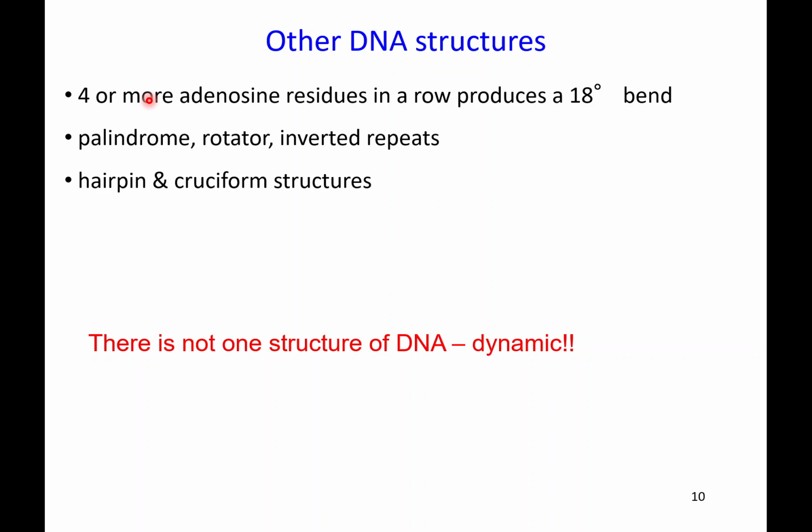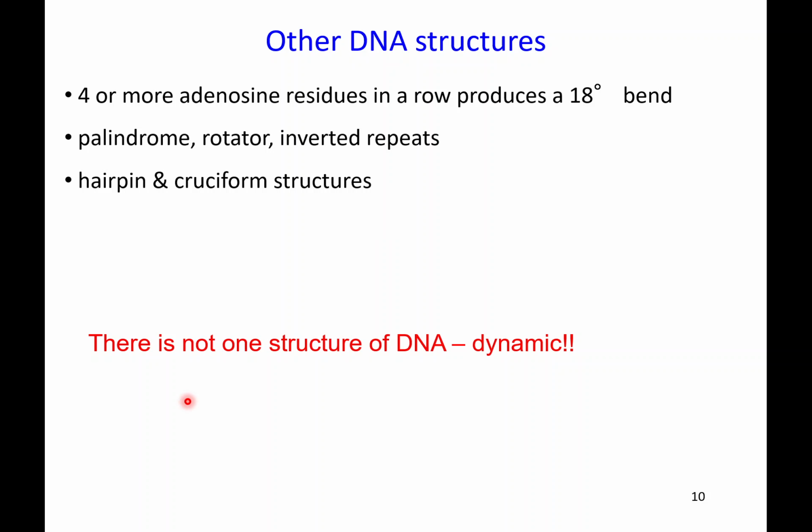Some other ways that DNA can have more structures are listed here. When you have 4 or more adenosine residues in a row, it can produce a bend, an 18-degree bend. If you have a palindrome or inverted repeat sequences, they can form different kinds of DNA structures. And then you can also get things known as hairpins or cruciform structures in DNA. We'll see examples of these in the next few slides.